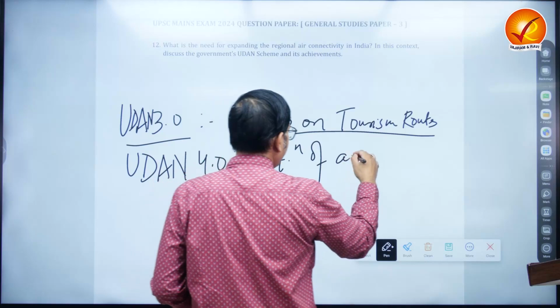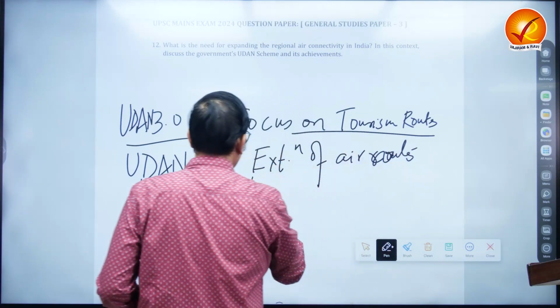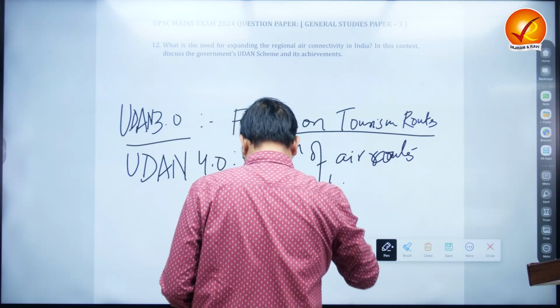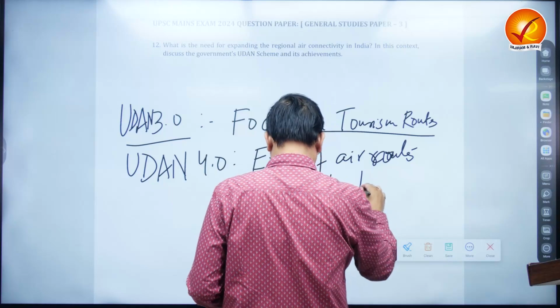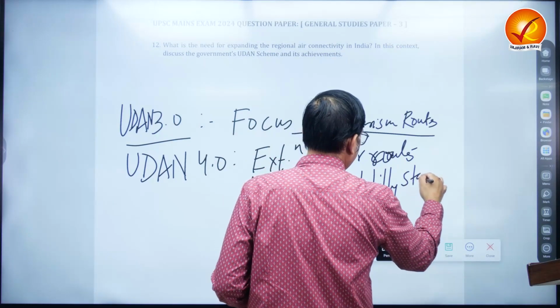UDAN 4, or 4.0, was mainly linked to the extension to the northeast districts and extension of air routes to the northeast districts, hilly states, islands, etc.